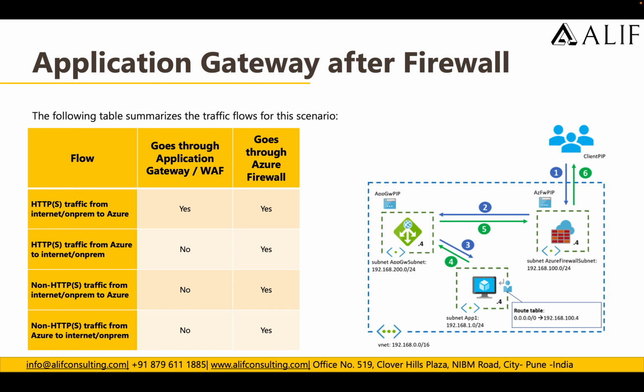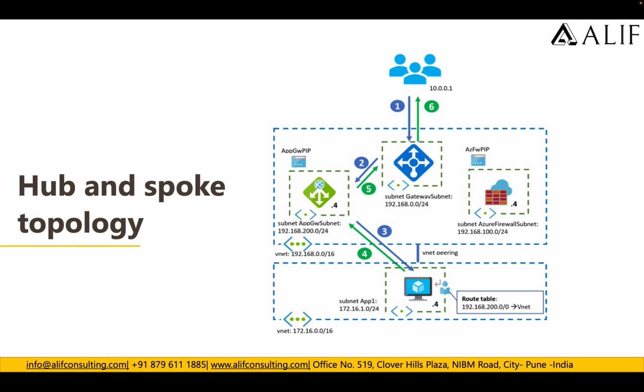So in this case, all the traffic reaches the firewall. The firewall is going to scan everything and send it to the application gateway. The application gateway is going to scan the traffic using the web policies, and the traffic is going to come to the VM. And then the same way, the VM is going to respond to the application gateway, and then the application gateway is going to respond to the Azure firewall. This is one of the highly used mechanisms when you have a hub and spoke topology.